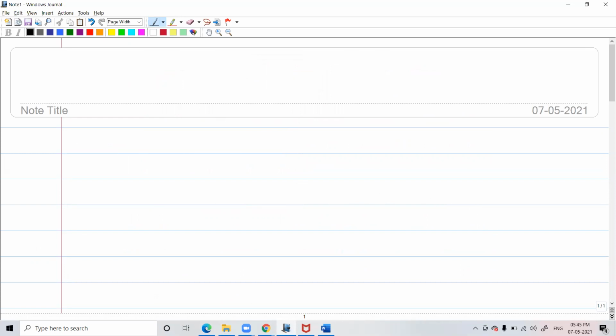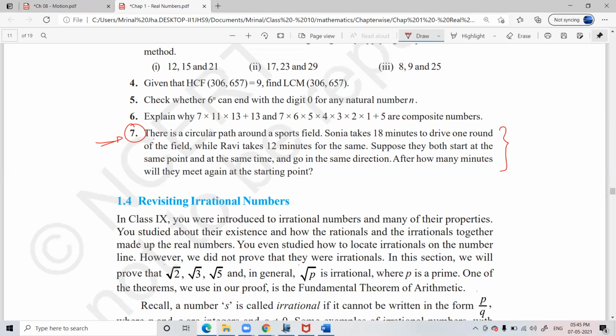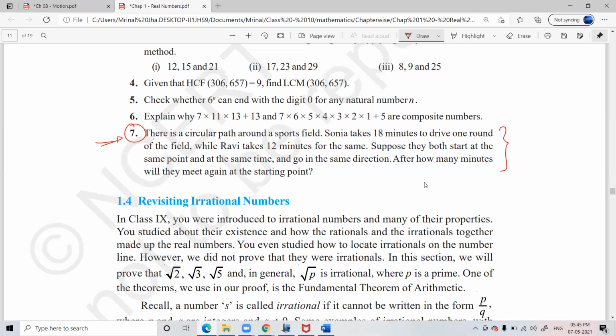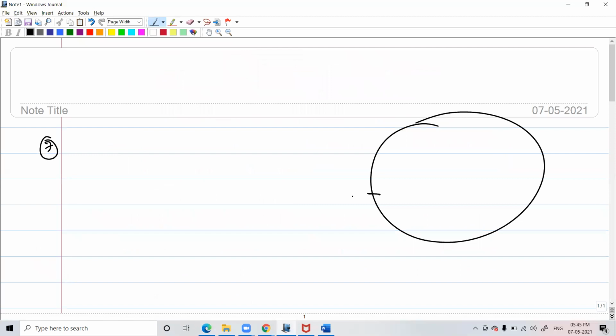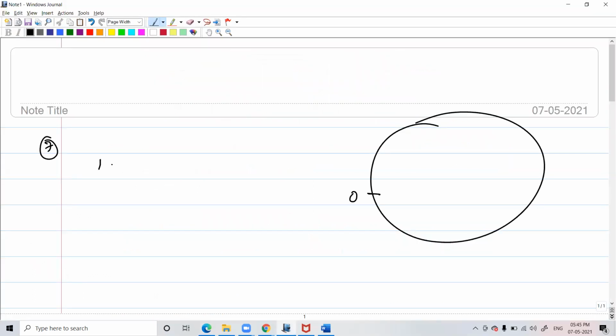Let's try to solve this problem by finding HCF and LCM both and then try to understand what's happening. So there is a circular path, right? And they both start at the same point at the same time. So let's say this is your origin. This is where they start. One guy takes 18 minutes to complete. The other guy takes 12 minutes to complete. So if you find the HCF, what is the HCF of 18 and 12? 6, sir. 6 is the HCF of these two.